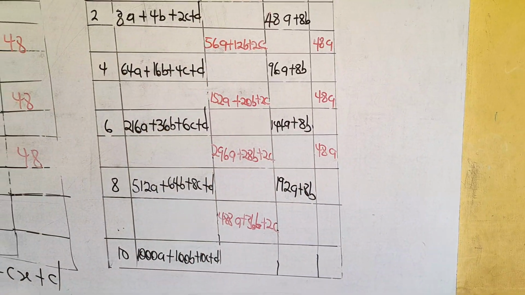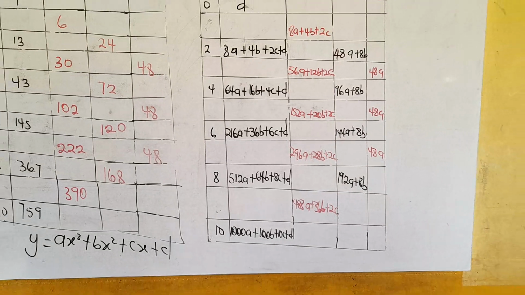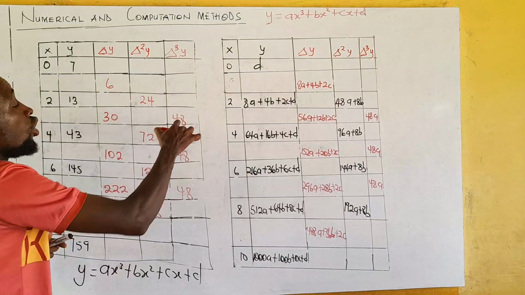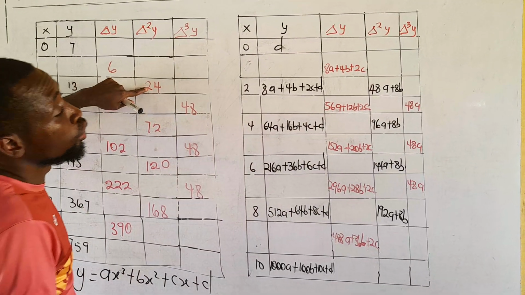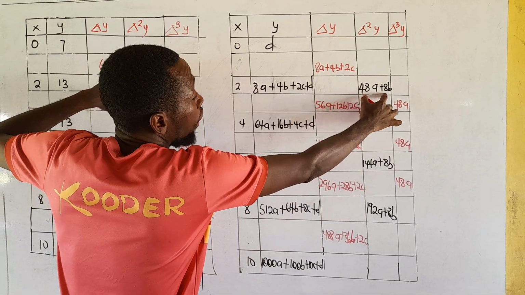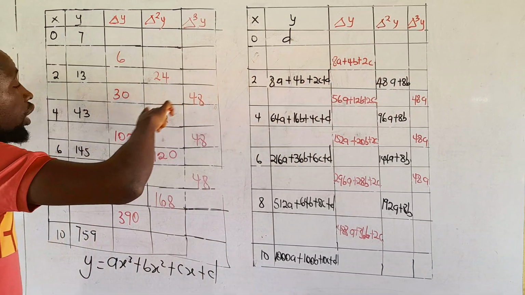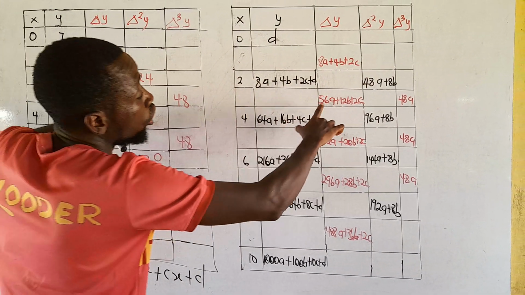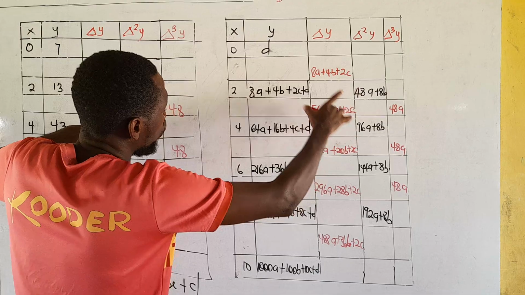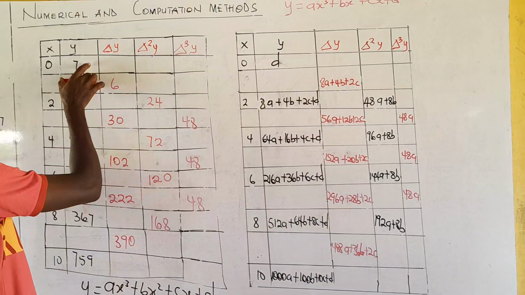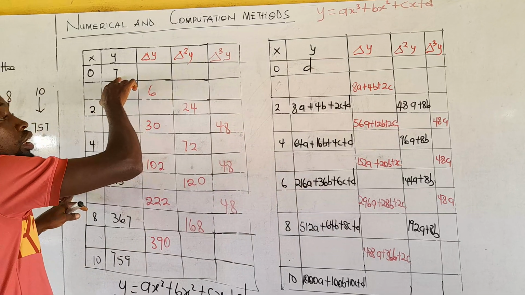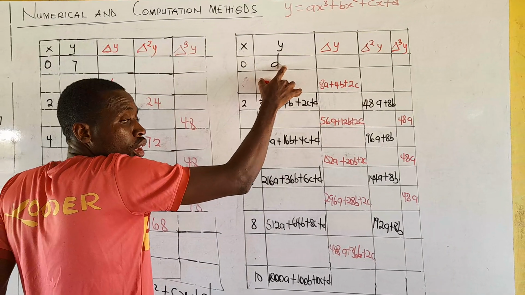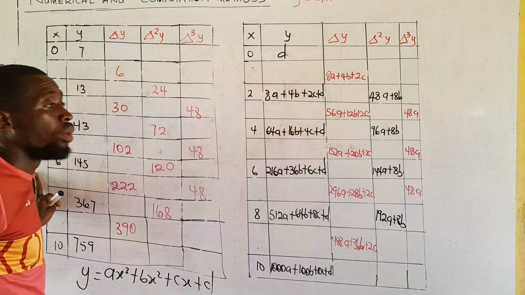Having gotten those values, we equate. That means that 6 is equal to 8a plus 4b plus 2c, in that order. 24 is equal to 48a plus 8b. I hope you get that. Or 72 is equal to 58a plus 12b plus 2c. And this is also equal to this. So first, look at this. 7 is equal to d. So d is 7. We don't have a problem with that.